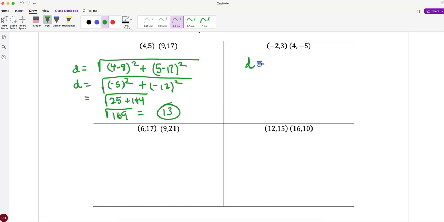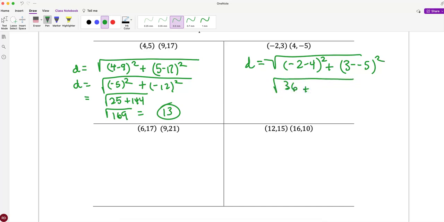Here the distance, square root, difference of the x's, negative 2 minus 4 squared. Difference of the y's, 3 minus negative 5 squared. So this is what? Negative 6 squared. This is 36. Plus, this is 8 squared, which is 64. That's the square root of 100. So the distance is 10.